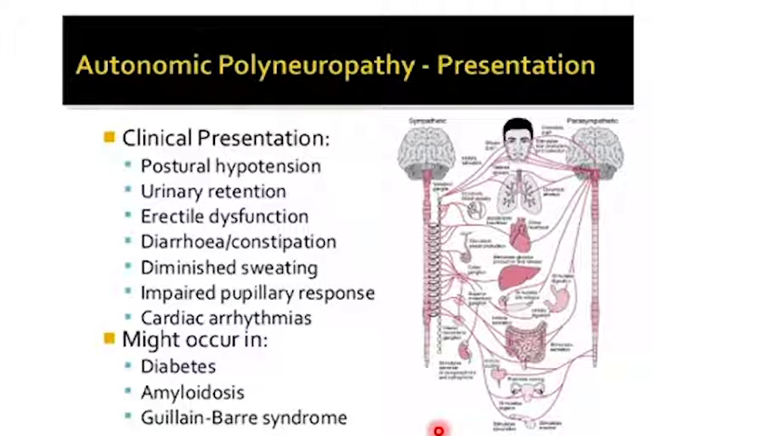And autonomic polyneuropathy would usually present with features of postural hypotension, sometimes urinary retention, sometimes erectile dysfunction, changes in bowel habits, diminished or increased sweating, or sometimes with arrhythmias. This is normally seen in patients with chronic diseases which then lead to neuropathies, such as diabetes, amyloidosis, and GBS. In GBS, you have to do an ECG. The reason is you need to rule out cardiac arrhythmias. They can get an autonomic dysfunction.